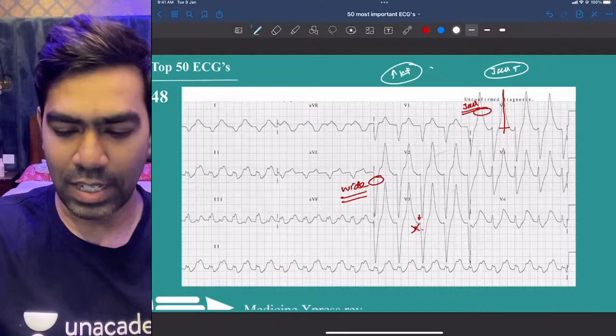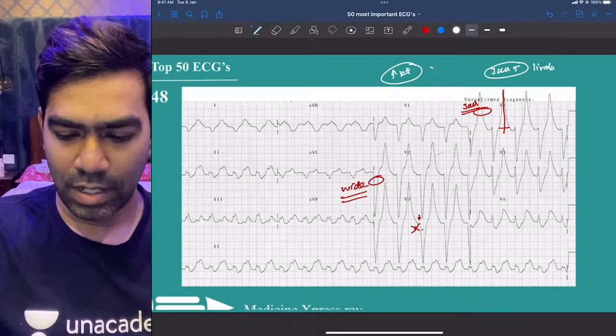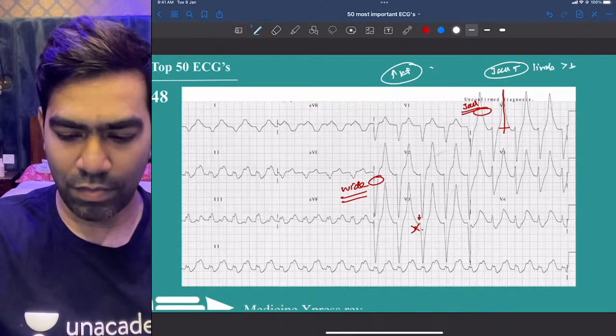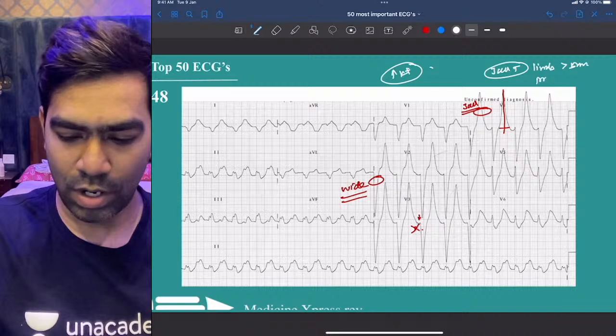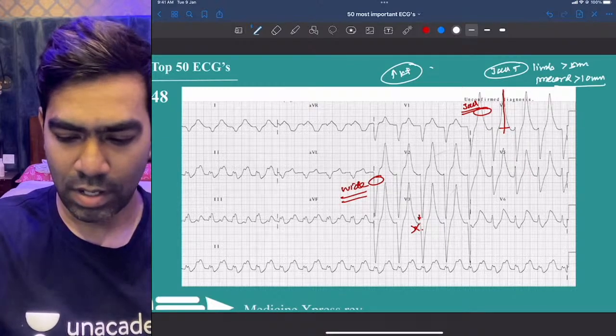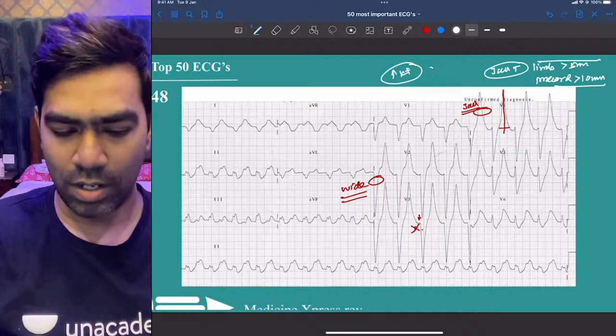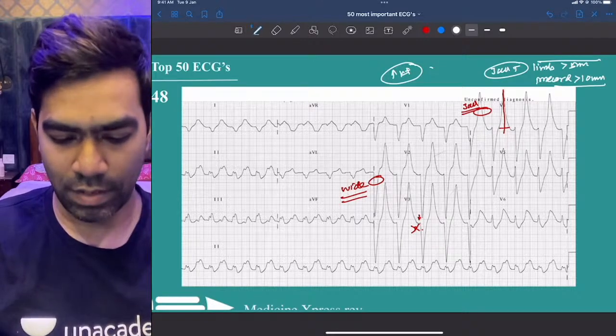So what is the definition of tall T waves? Tall T waves means in the limb leads, if you have T wave height more than 5 millimeters, and in the precordial leads or the chest leads, if your T wave height is more than 10 millimeters, then we can call it tall T waves. So this is the definition of tall T wave.